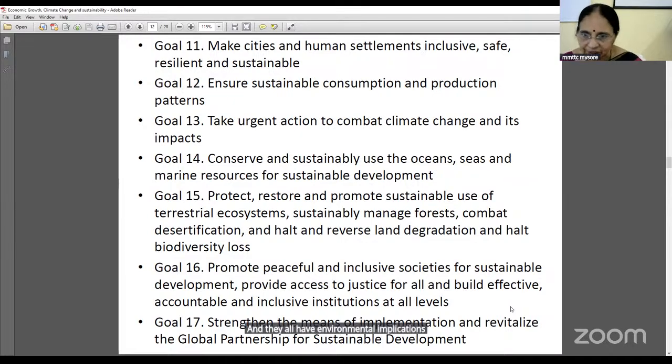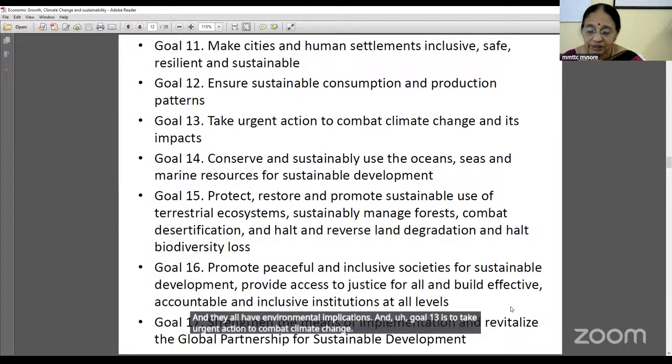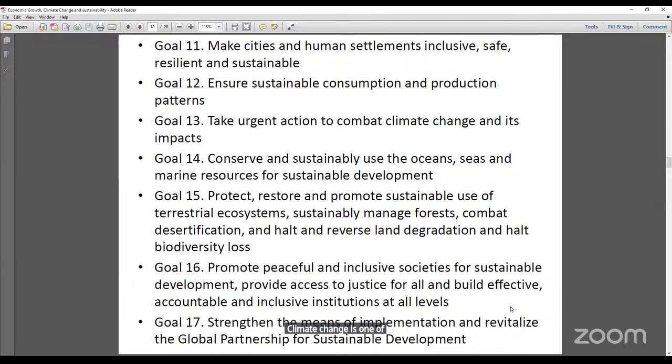And goal 13 is take urgent action to combat climate change. Climate change is one of the major issues.